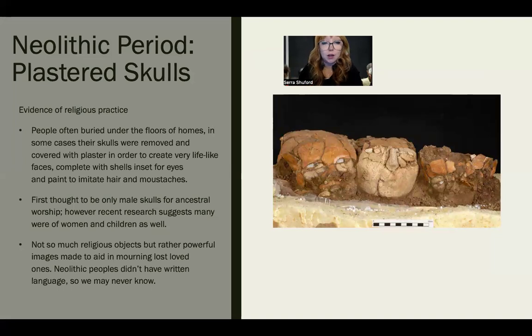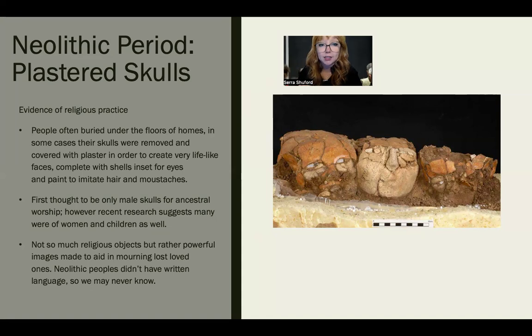Another thing that we see come from the Neolithic period is plastered skulls, which is sort of morbid, so I do apologize if you're a little bit squeamish, but this is our first real evidence of religious practice beyond just the fertility figurines. People were typically buried under the floors of their homes. That's how they dealt with their dead.